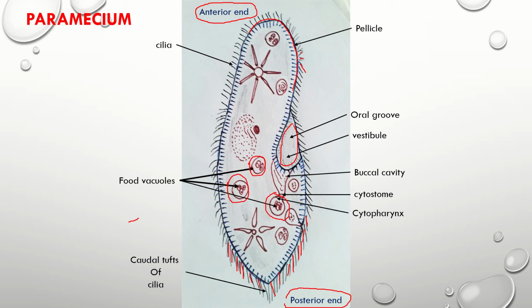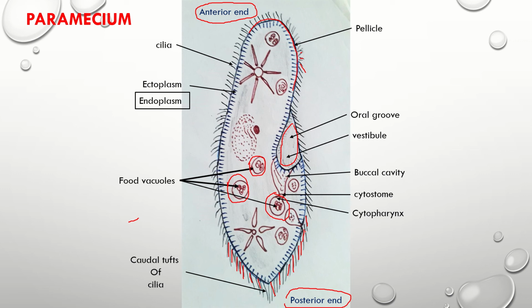Then about the cytoplasm. Within the pellicle, the cytoplasm of this organism is clearly differentiated into two regions. The outer narrow peripheral clear dense zone is called the ectoplasm. Cytoplasm is divided into ectoplasm and endoplasm. Ectoplasm is the narrow peripheral clear zone.